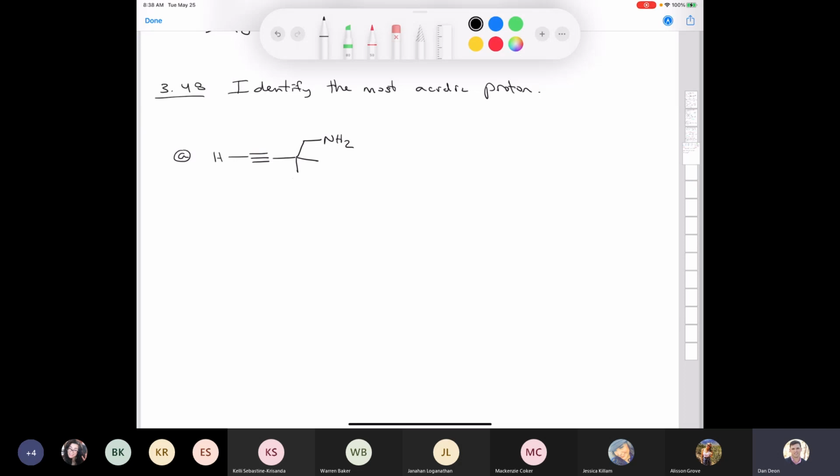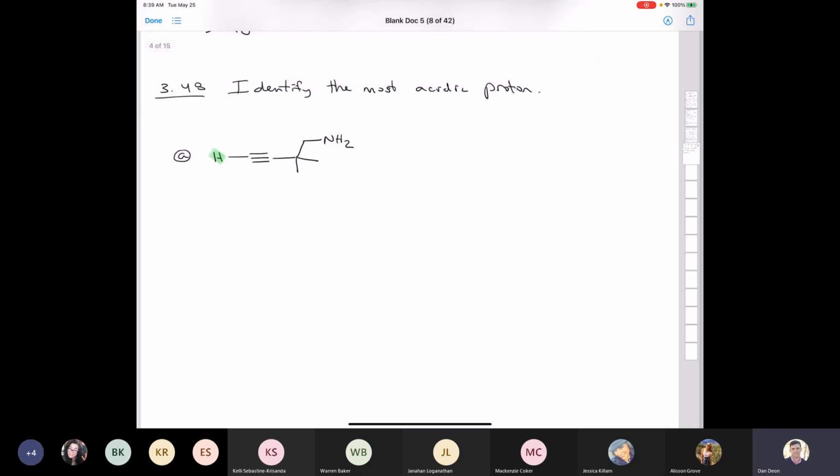Could anybody tell me which proton here, or describe which proton would be the most acidic? Even if you have a guess, this is a safe space. Don't be afraid to just take a guess, if you think you have a hunch or something. If we think about all of the hydrogens in this molecule, right? Somebody says all the way to the left, Mackenzie, right?